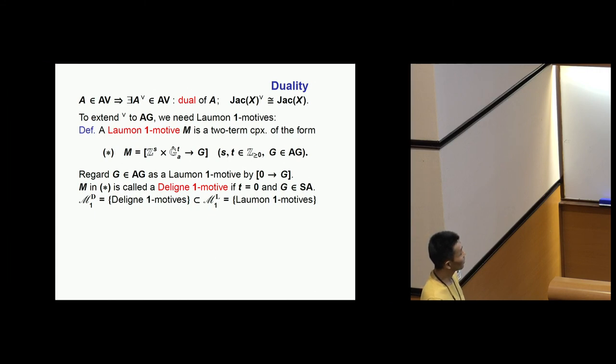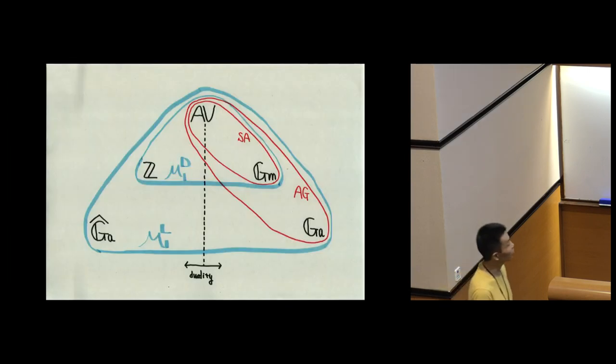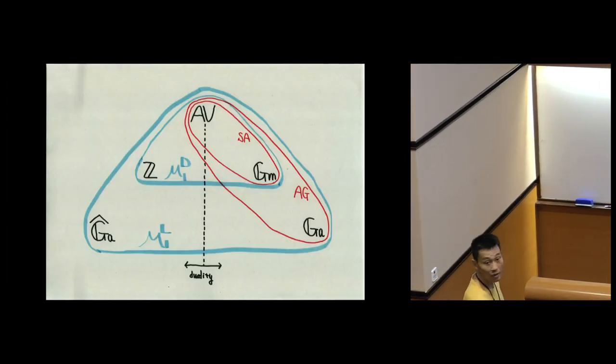So this way we define the Deligne one-motive and the Laumon one-motive. And this is a way to implement this picture. We have it. Yes?